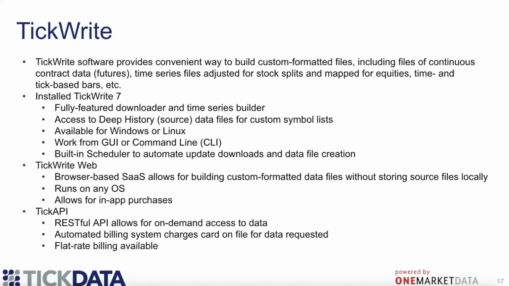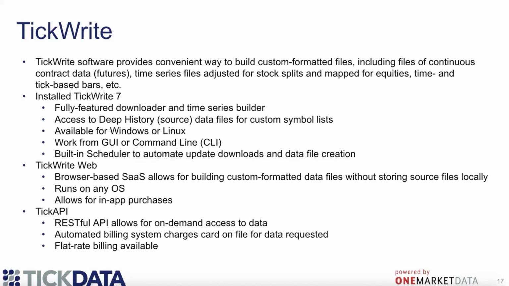So there are 3 main versions of TickWrite. The first one is TickWrite 7, our installed version, fully featured downloader and time series builder. It gives clients access to the deep history source files, which they would then store locally and then use it. Then TickWrite would access those source files and build custom formatted time series. TickWrite's available for Windows or Linux, and it has a graphical user interface as well as a command line interface.